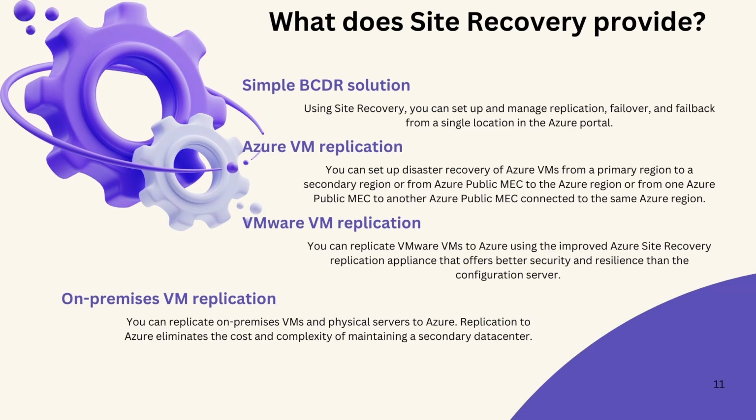You can set up disaster recovery of Azure VMs from a primary region to a secondary region, or from Azure Public MEC to an Azure region, or from one Azure Public MEC to another Azure Public MEC connected to the same Azure region. VMware VM replication: you can replicate VMware VMs to Azure using the improved Azure Site Recovery replication appliance that offers better security and resilience than the configuration server. On-premises VM replication: you can replicate on-premises VMs and physical servers to Azure. Replication to Azure eliminates the cost and complexity of maintaining a secondary data center.